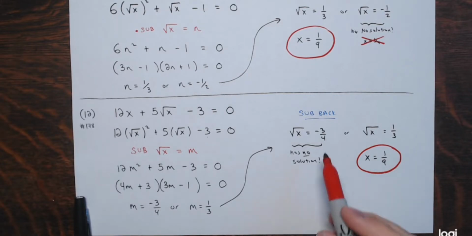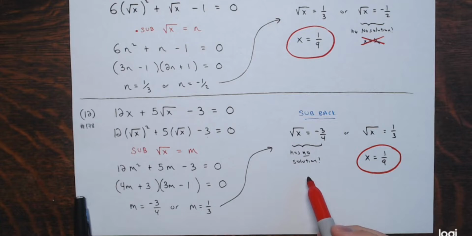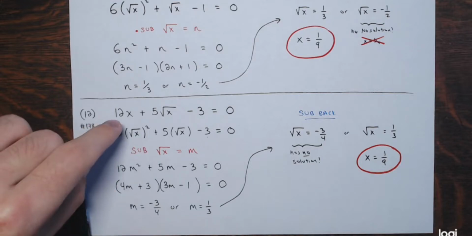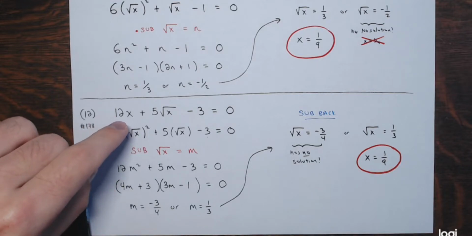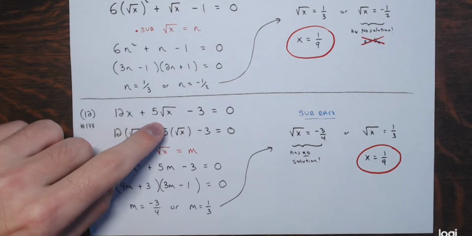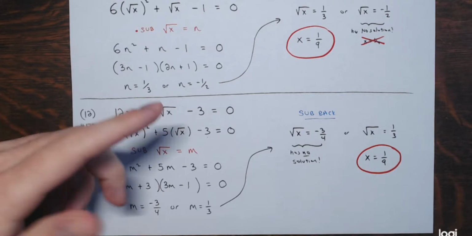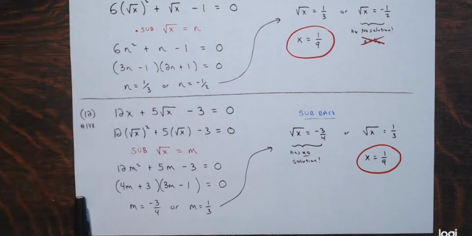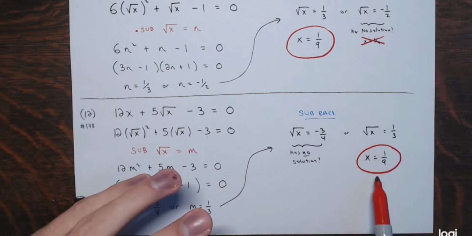Again, if you got 9/16, 9/16 would not work, because that'd be 27/4 plus 15/4. It'd be way bigger than 3, then minus 3 wouldn't be 0. So again, you're not getting anything from this square root equal to a negative number stuff. But when the square root's equal to a positive number, you get a solution out of that. Right? 1/9.